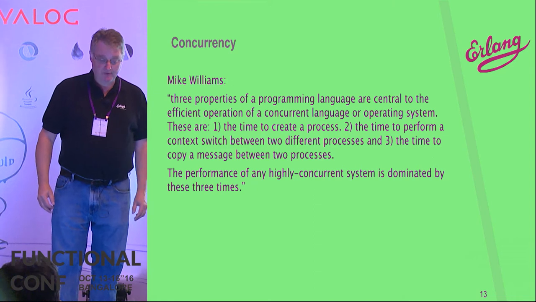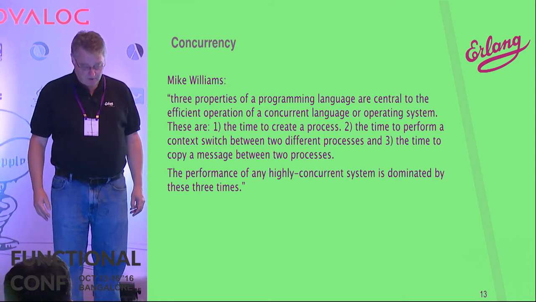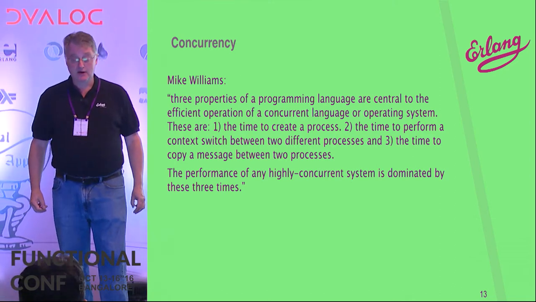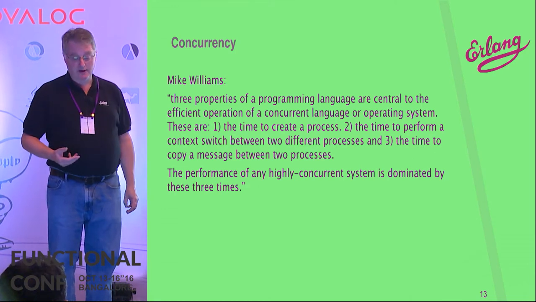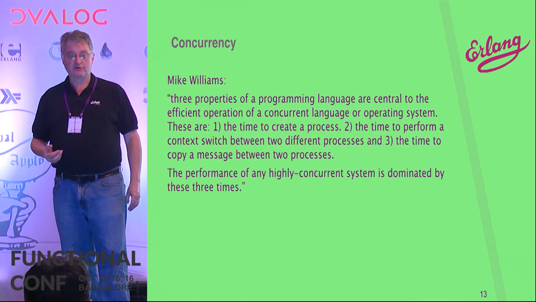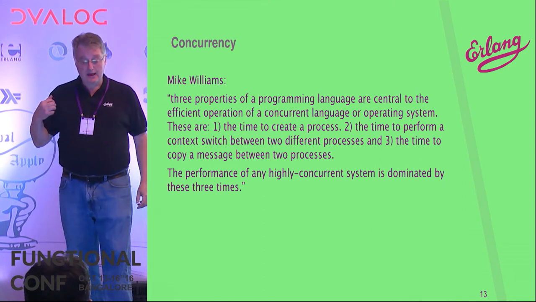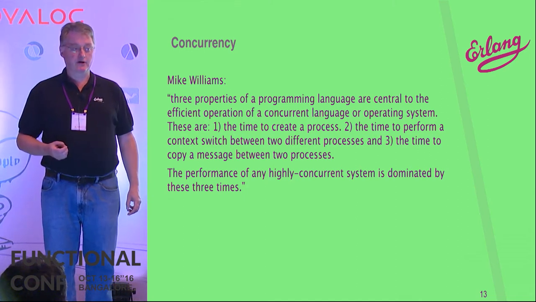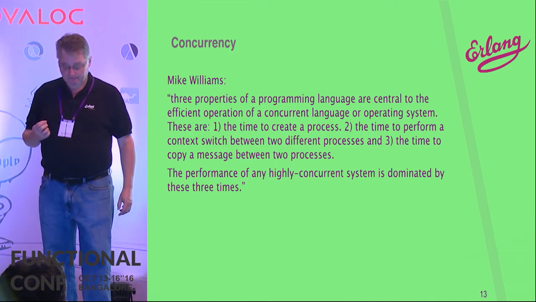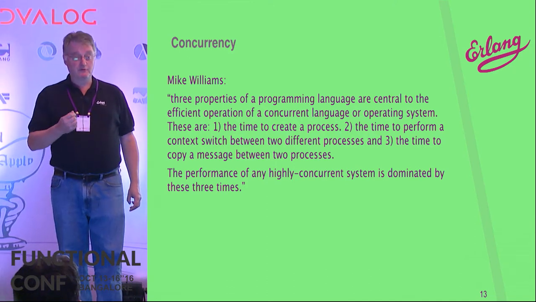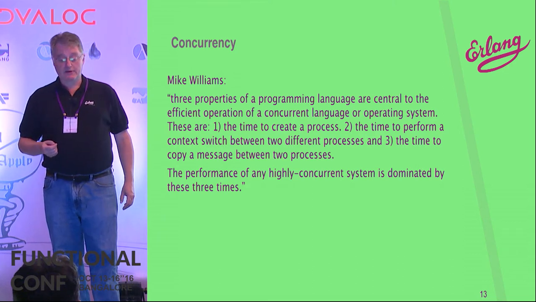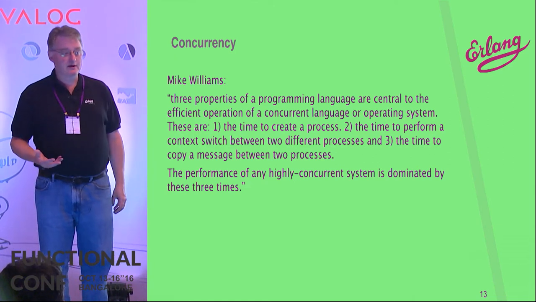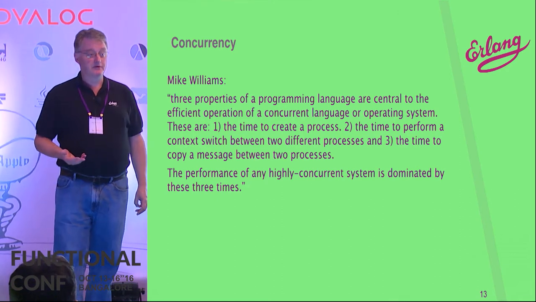And as Mike Williams, one of the other co-developers of the language, said, there are three basic properties you need for building really concurrent systems. You need to be able to create processes quickly. You need to be able to do very fast context switches, because things are going to be happening all the time. And the time to send messages between processes must be very short. If you want to make a truly concurrent system, you have to be able to do this quickly. Performance is dominated by these points. That's why we put a lot of effort into this. That's why, for example, we don't use operating system processes or threads, because they're just too heavy for what we're doing. It's just not an option.